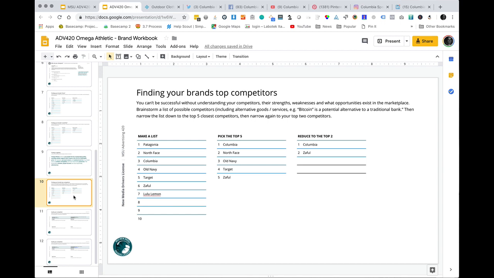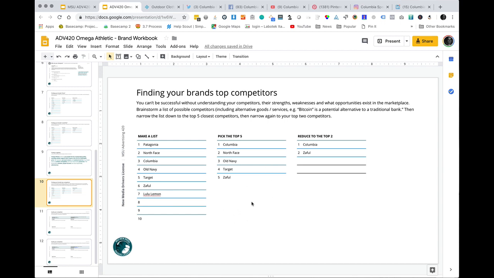In my case, I Googled affordable athletic wear, low cost athletic wear, and just athletic wear in general, just to know what's out there, and create a list of a handful of the top companies that came up, like Patagonia, North Face, Columbia, Old Navy, Target, Zaful, and Lululemon.